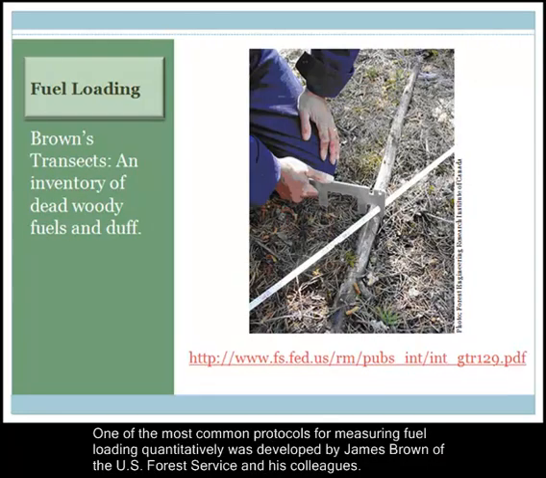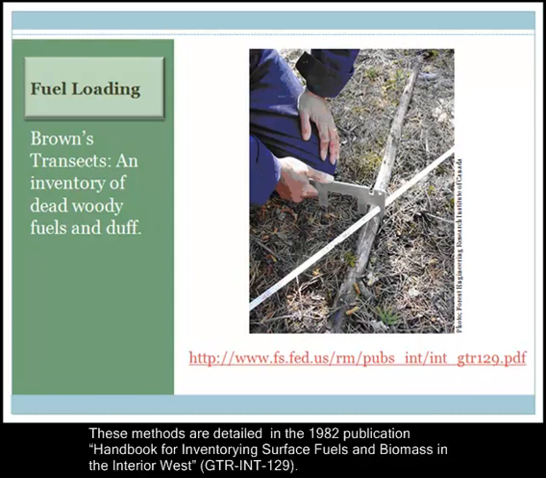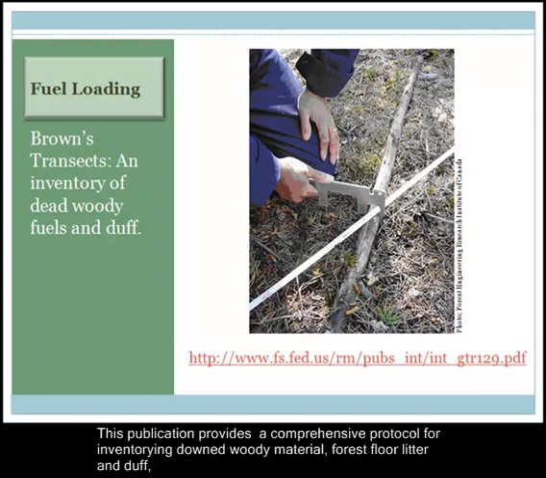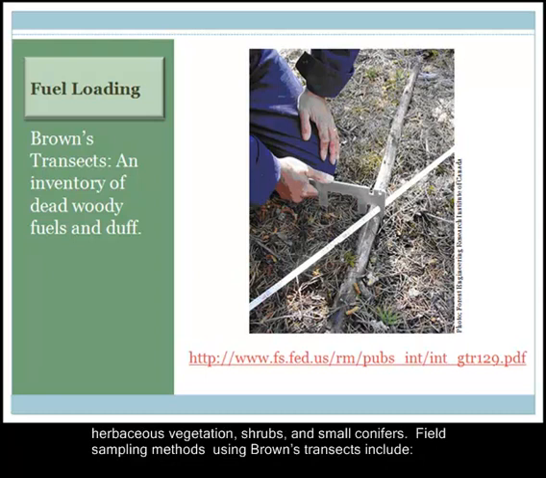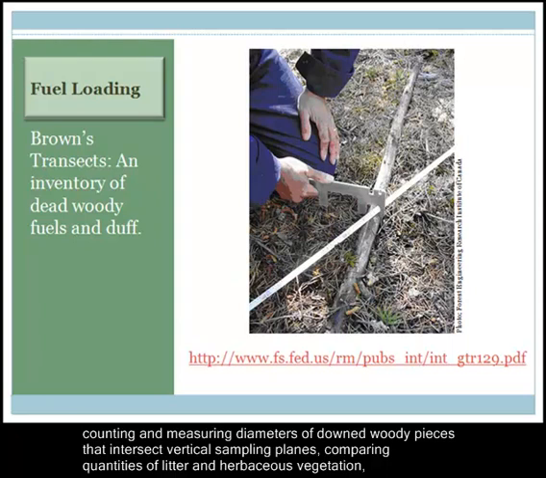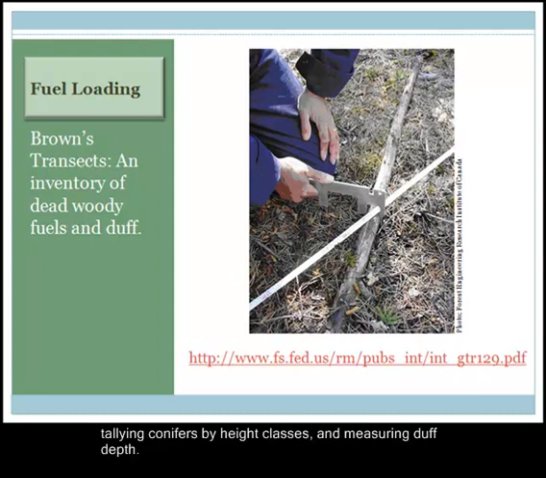One of the most common protocols for measuring fuel loading quantitatively was developed by James Brown of the U.S. Forest Service and his colleagues. These methods are detailed in the 1982 publication, Handbook for Inventorying Surface Fuels and Biomass in the Interior West. This publication provides a comprehensive protocol for inventorying downed woody material, forest floor litter and duff, herbaceous vegetation, shrubs, and small conifers. Field sampling methods using Brown's transects include counting and measuring diameters of downed woody pieces that intersect vertical sampling planes, comparing quantities of litter and herbaceous vegetation, tallying conifers by height classes, and measuring duff depth.